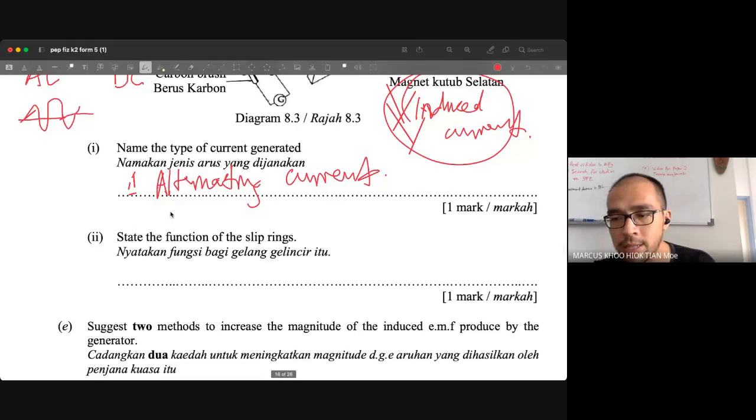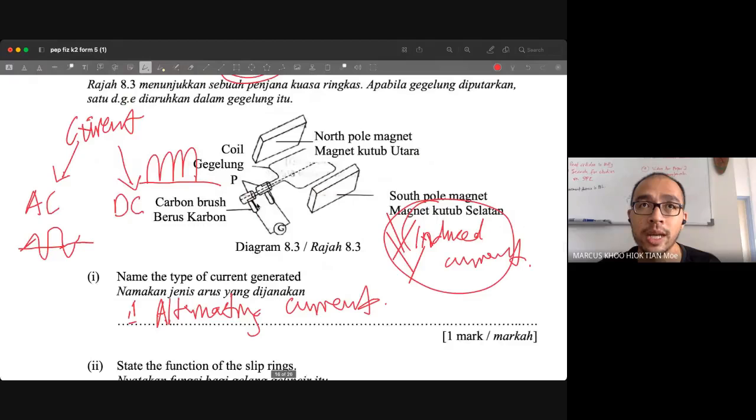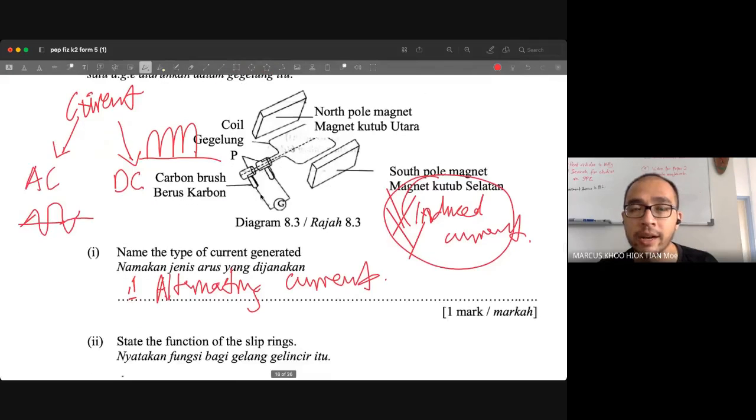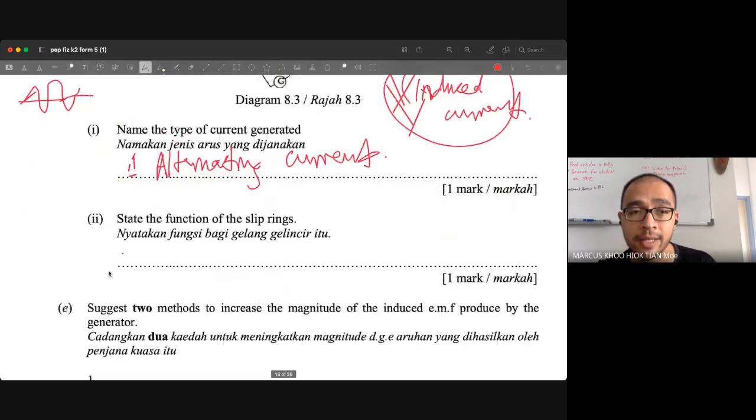State the function of the slip rings. Many people answered that the function of the slip ring is to make sure that the current flows in one direction only. But my problem is, this is an AC generator. If it is an AC generator, how can the current flow in one direction only? It cannot.